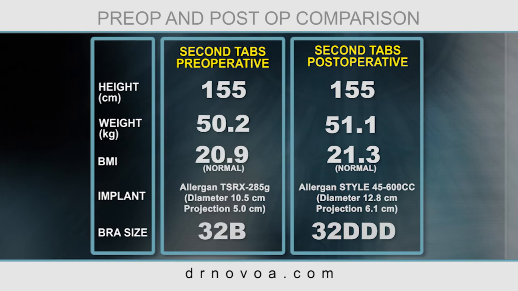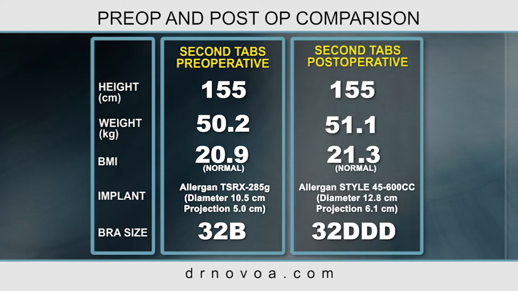During her second surgery, the patient opted to change from a 285-gram textured implant to a 600cc style 45, increasing her bra size from a 32B to a 32DDD.